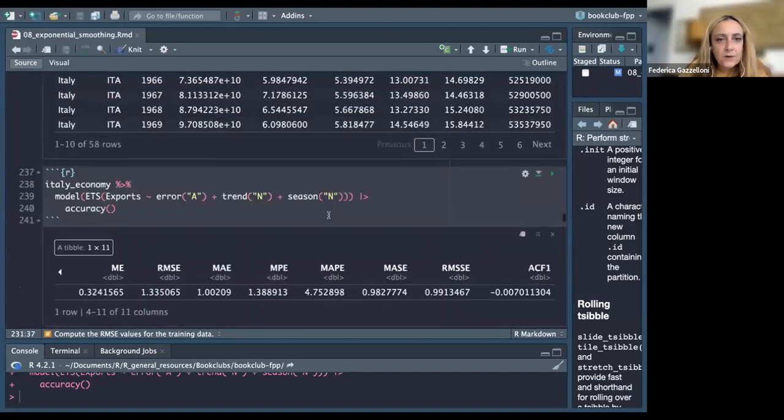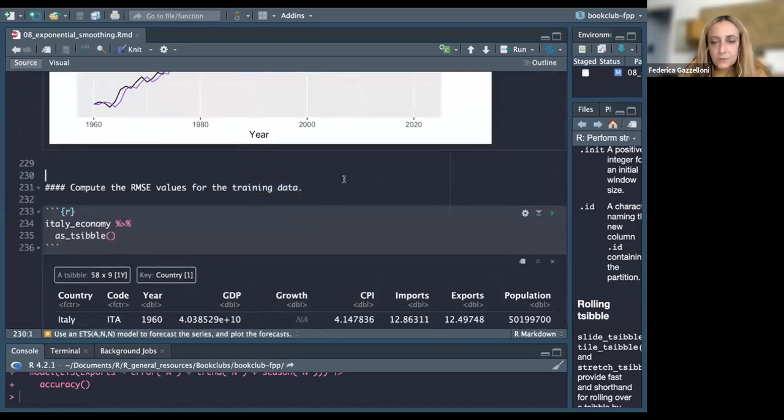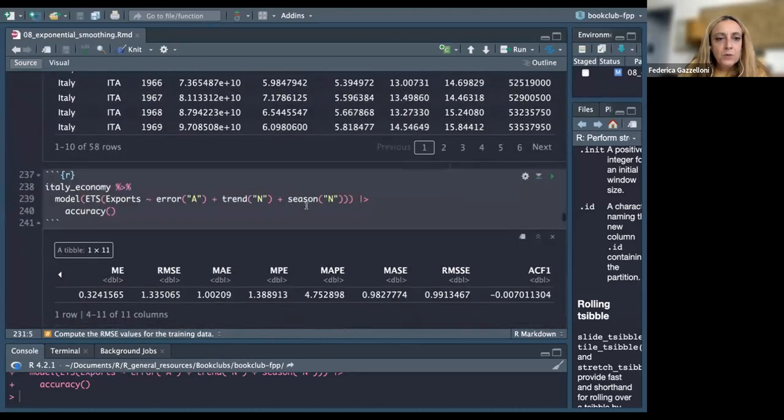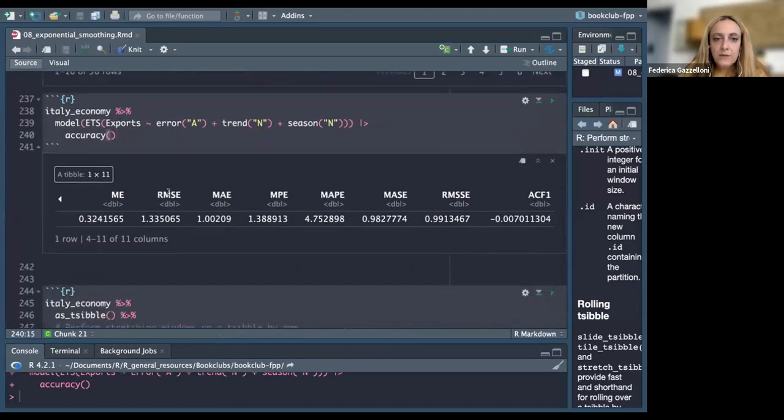Okay, so as Ricardo said, to compute the RMSE value for the training data, we do just the model and then pipe it to the accuracy. Correct. Then we find the RMSE, which is now 1.33.